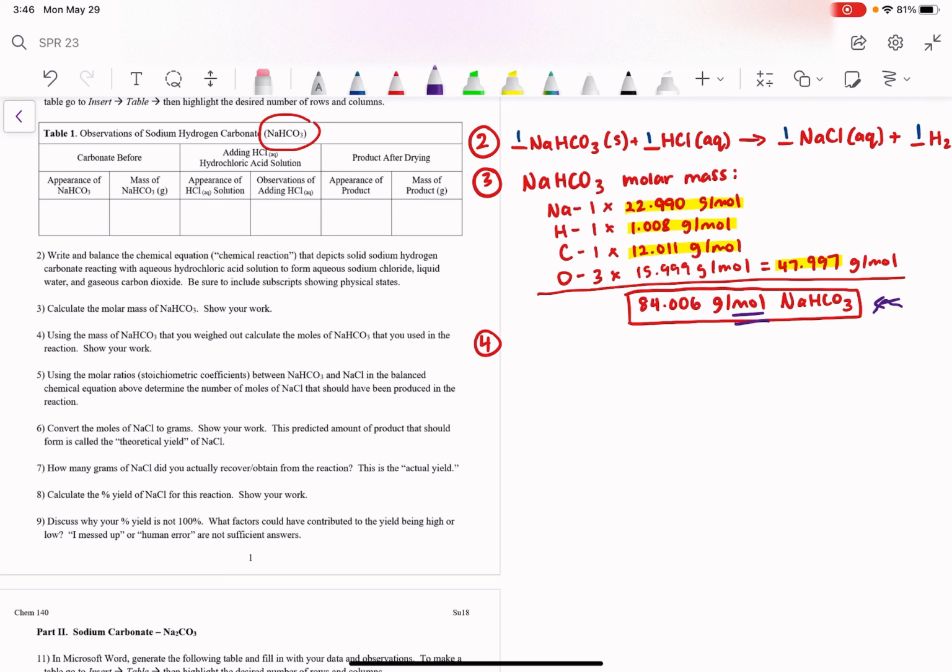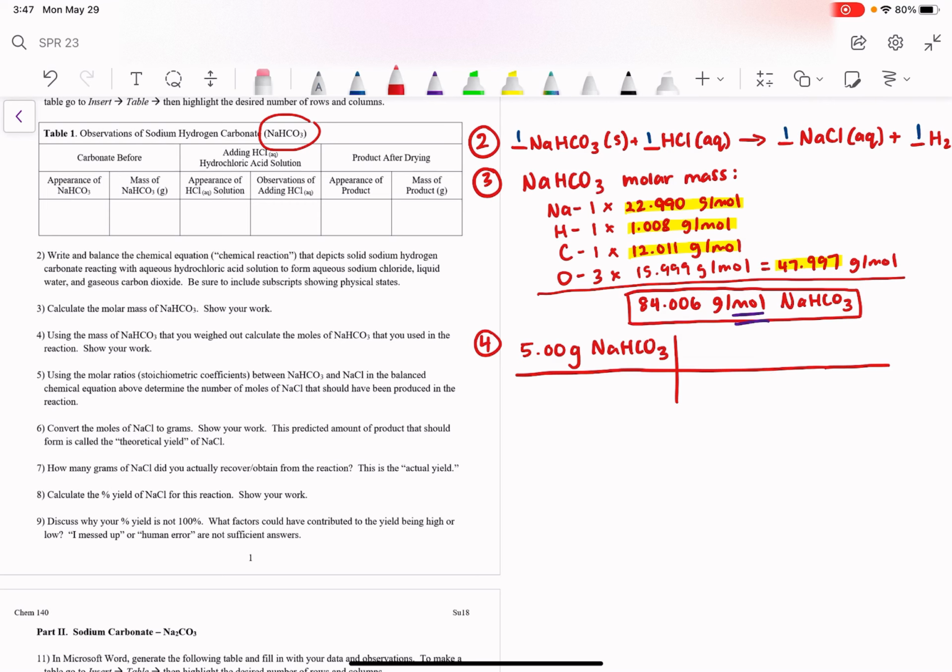But we don't necessarily know how many moles of it we had in lab. So this is going to be different for each person. But let me just go ahead and make up something. Say we got 5.00 grams of NaHCO3 in lab.